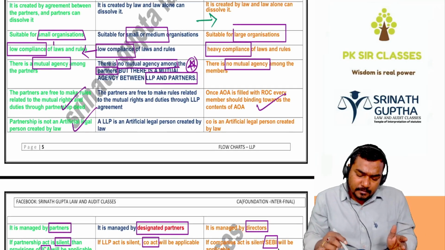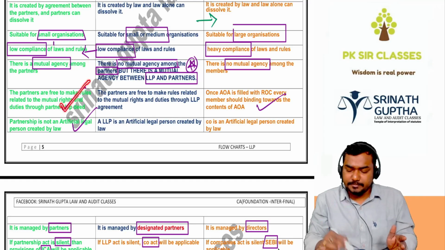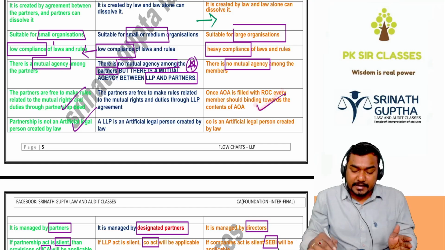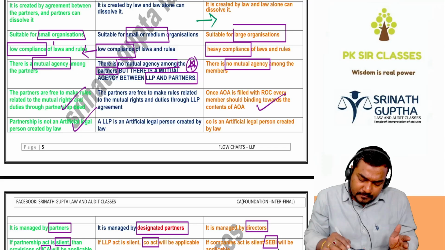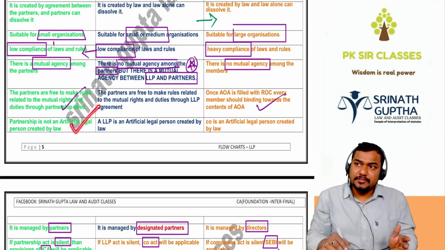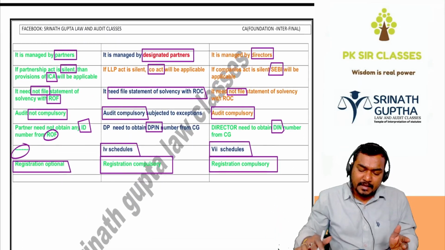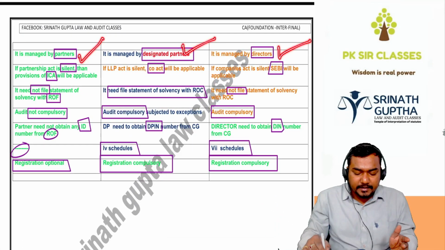So the rights and duties of the partners are decided by the partnership deed, and rights and duties of the members are decided by the MOA. Rights and duties are decided by the LLP deed itself. And partnership is not an artificial person, company is an artificial person, LLP is an artificial person. It is managed by the partners, managed by the directors, managed by the DPs.